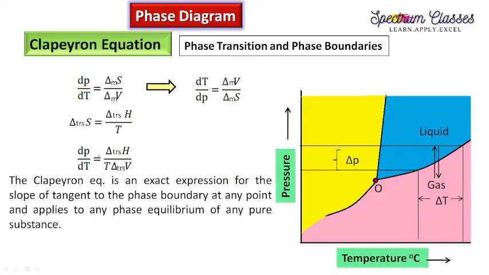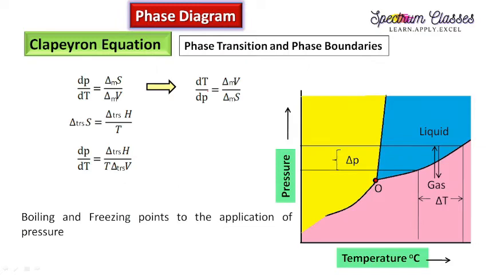Now, if we revert this equation in terms of dT upon dP, it is equal to delta Vm upon delta S, right? So this equation suggests the change in boiling point and freezing point with the application of pressure, that is, the change in temperature of the boiling point or freezing point with a change in pressure. This equation also gives us information about the phase transition.